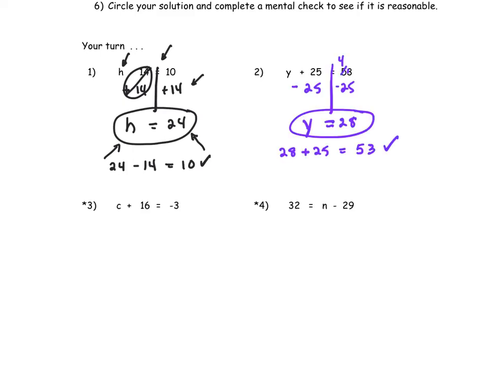All right, hopefully you subtracted 25 on both sides. And the solution is y equals 28, and we added 28 plus 25, it was 53. Please try number 3. Pause the video.